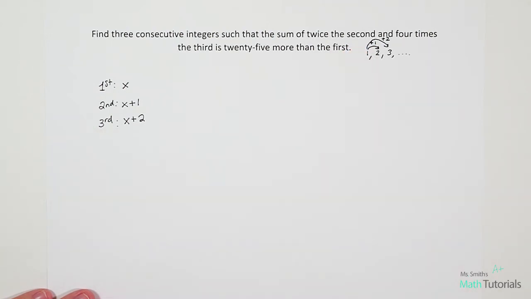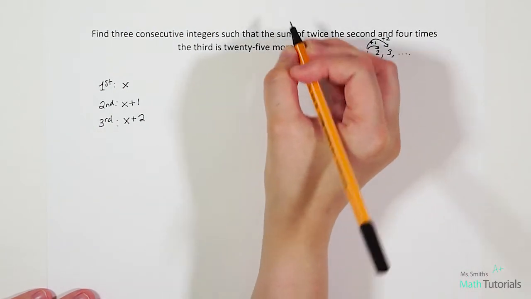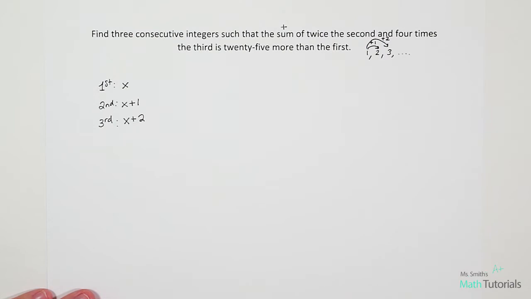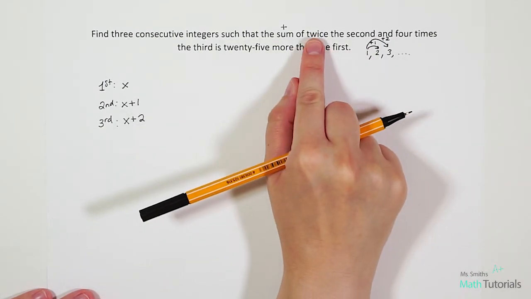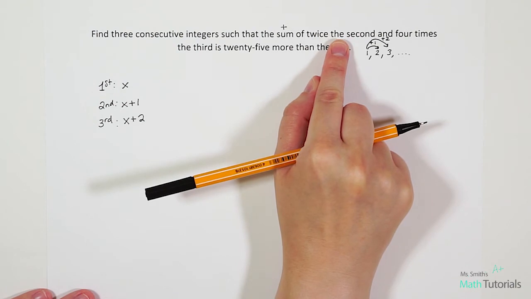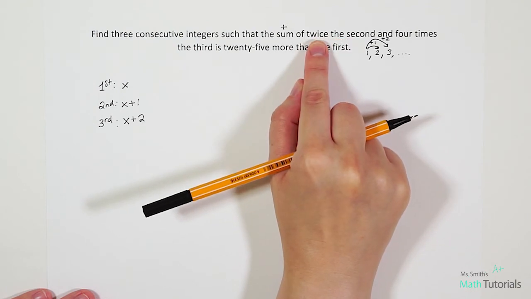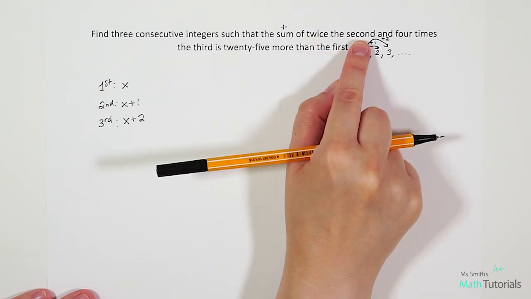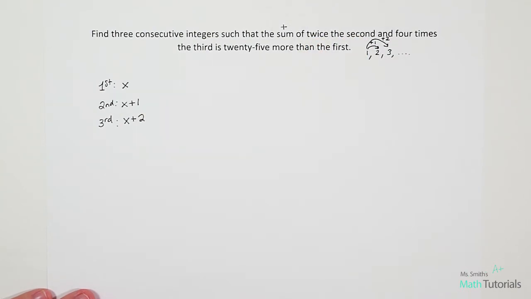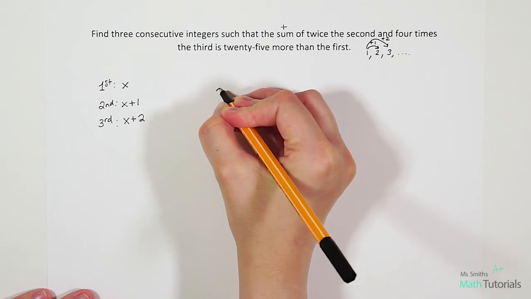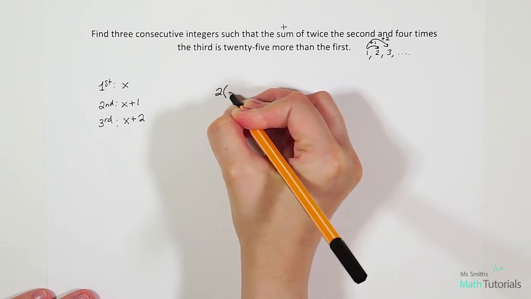Okay, so there's a lot of key words here. Let's point them out. Sum means to add. So that means we're going to be adding. We're going to add twice the second. Remember, twice means to double something, to times it by 2. So twice the second. Now, who is the second? It's x plus 1.